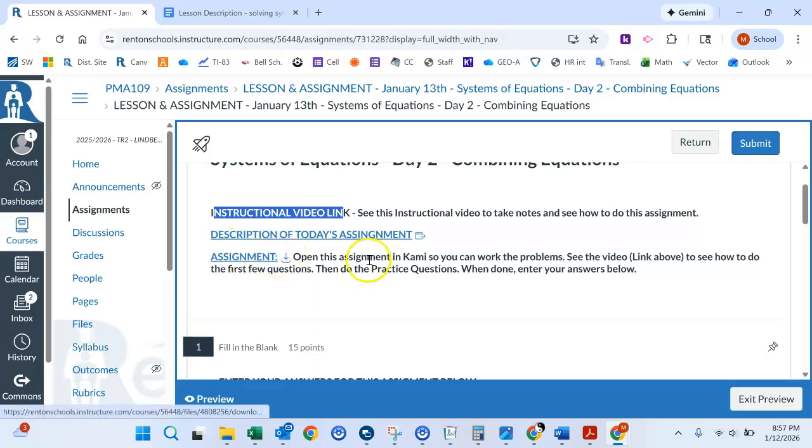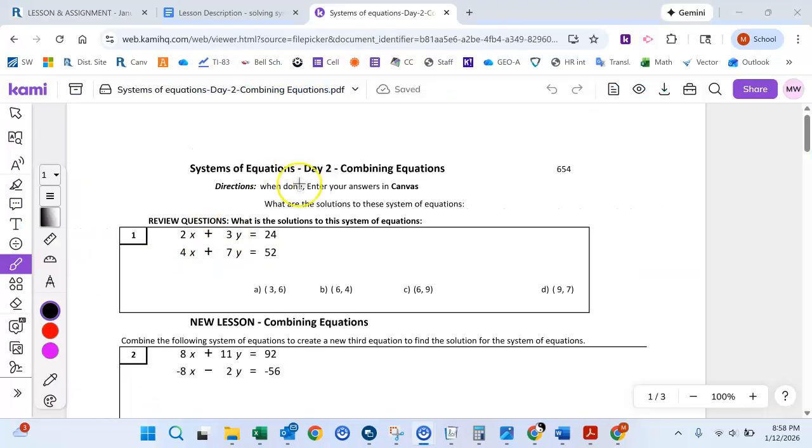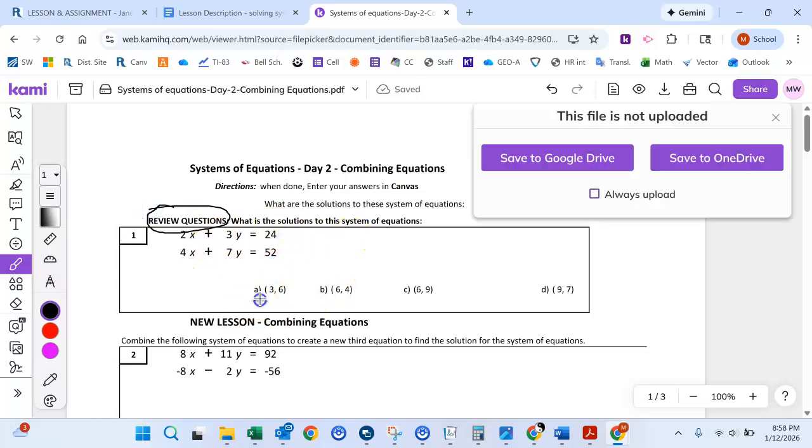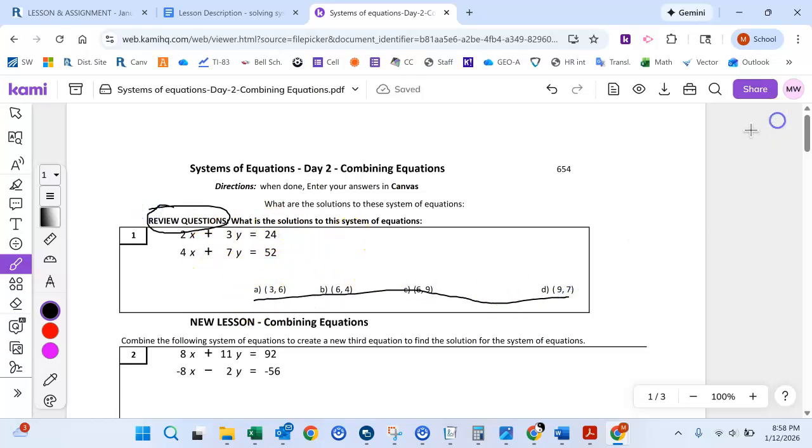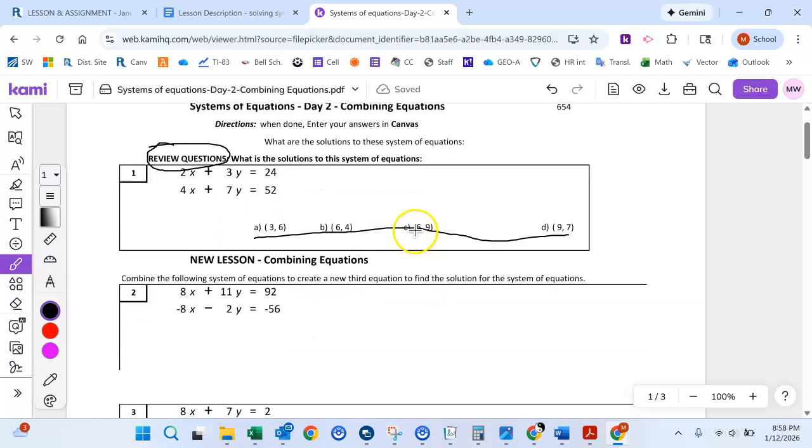So go ahead and open this assignment in Kami so you can work the problems and take notes. Okay, so when you open the assignment, you'll see the first question will be a review question. You know how to do this kind of problem. It's got the answer choices. So go ahead and try the answer choice and make sure you get the correct answer. So I'll let you do that one.